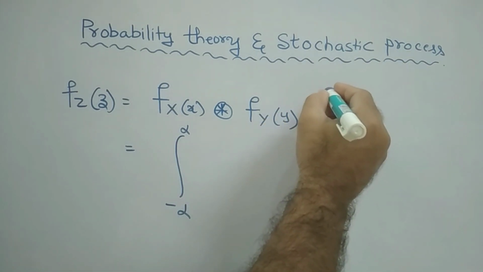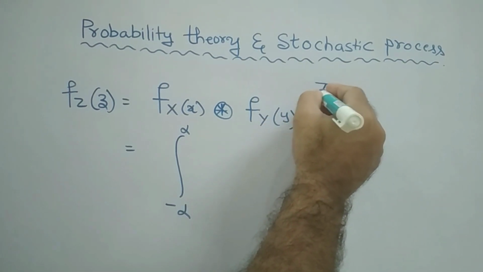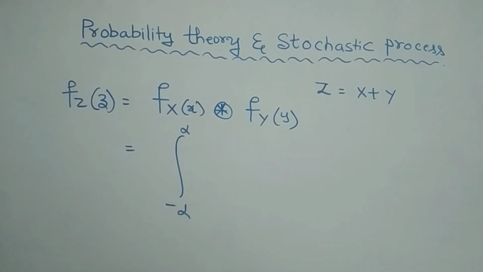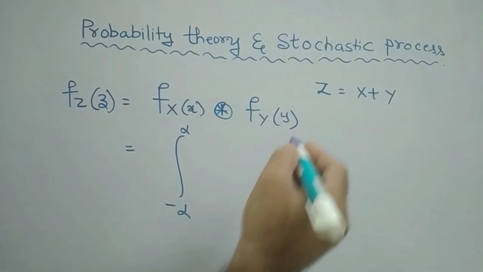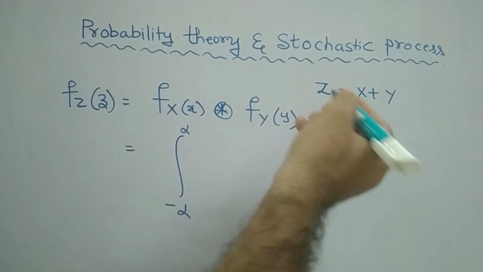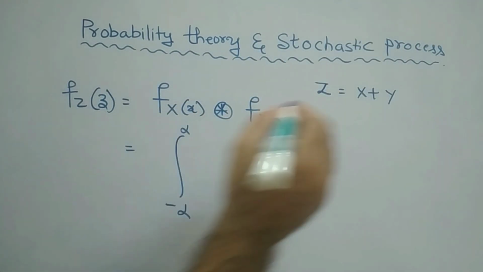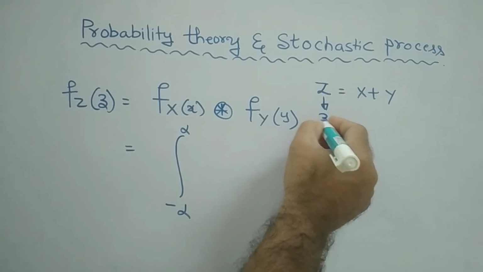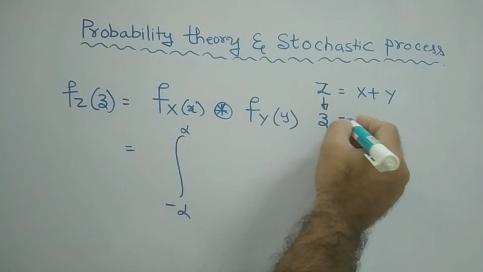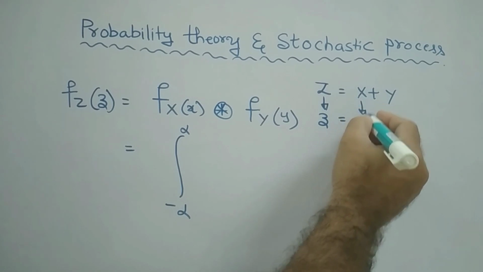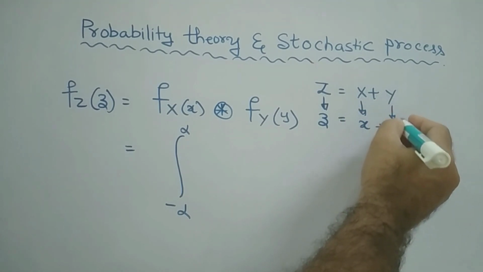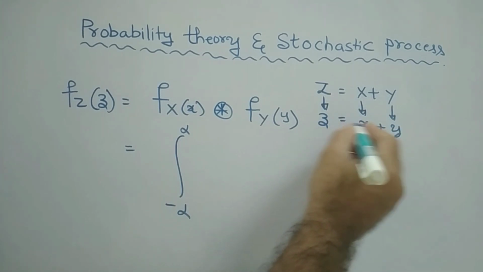Here, because we have defined the random variables as z is equal to x plus y, is it not? This is a given relation. So, these are the random variables. Correspondingly, in terms of their possible outcome values, for the random variable z, the possible outcome value is small z. Similarly, for x, the possible outcome value is small x. Similarly, for y, the possible outcome value is small y, meaning that small z is equal to small x plus small y.